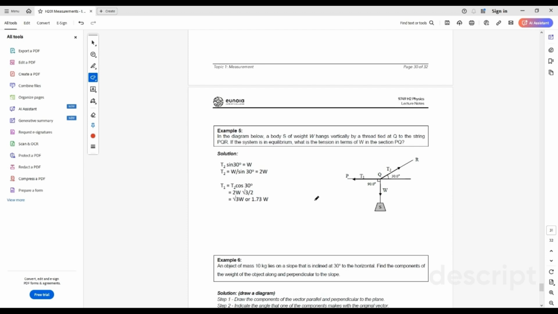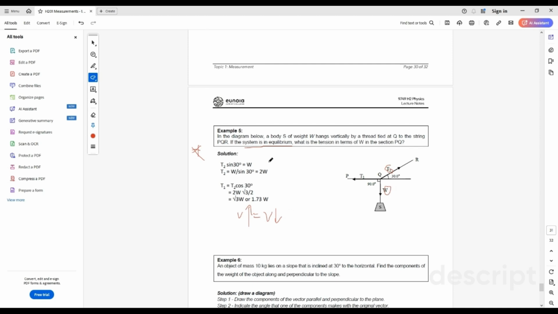So for this question, this is actually quite a common question for SJPO, like a string with a weight. So we have, since we can tell that the system is in equilibrium, it means that the vertical forces are equal to each other and there's no net vertical force. So the vertical force upwards is equal to the vertical force downwards. And the only vertical forces applied are from the weight and the tension T2.